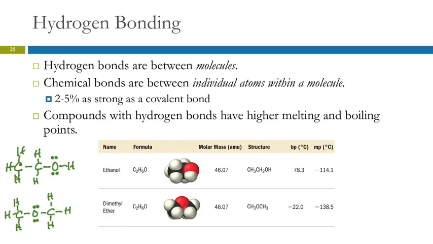Okay, so then we look over here at the boiling point. Ethanol boils at 78 degrees Celsius. That's pretty hot. Dimethyl ether boils at minus 22. So at room temperature, ethanol is a liquid, dimethyl ether is a gas. The difference in the boiling points here is just due to the hydrogen bonding. Any questions?